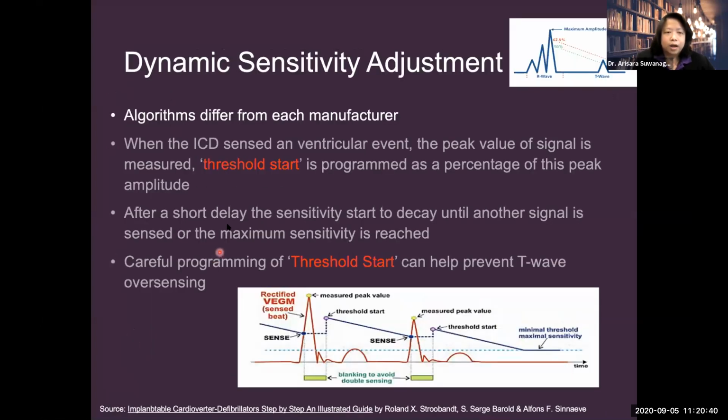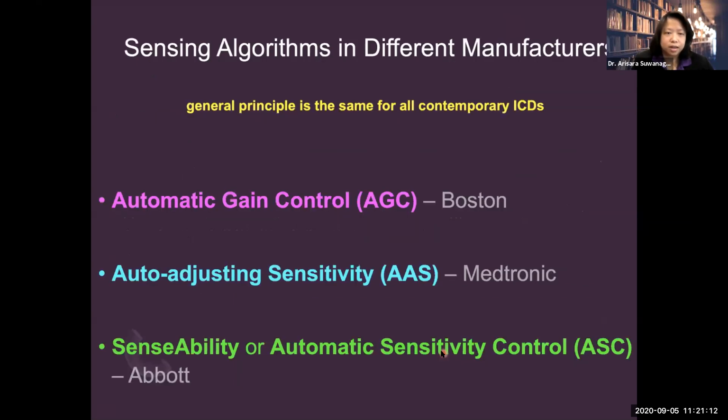Okay, so after the algorithm senses the intrinsic signal coming in, the threshold starts, and as time passes, the threshold drops and has a decay, making sure that they can sense the next beat here. This can also prevent T-wave oversensing. We call this kind of algorithm dynamic sensitivity adjustment, which differs between manufacturers, but every ICD manufacturer has it. In general, the principle is the same for all ICDs in every company.